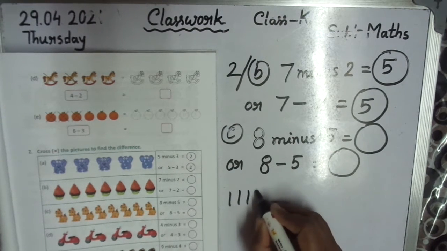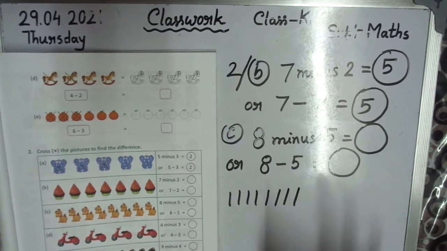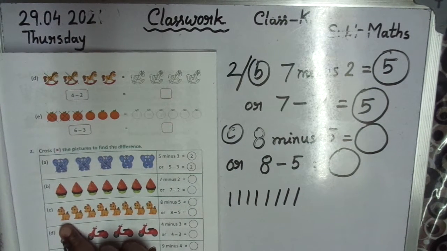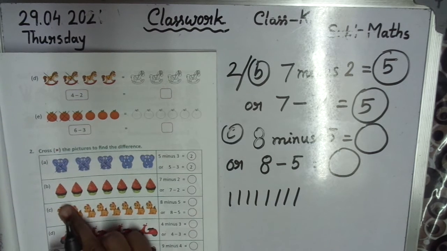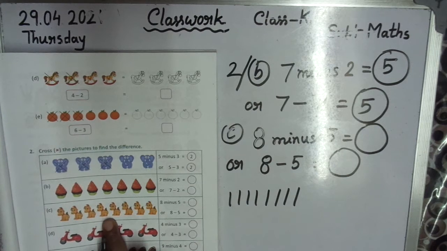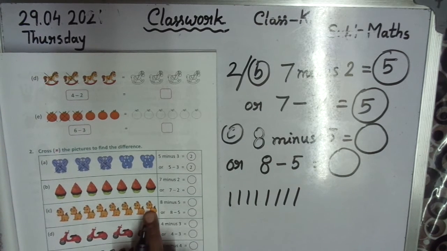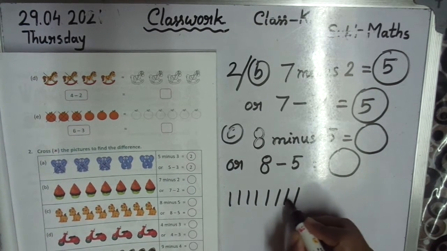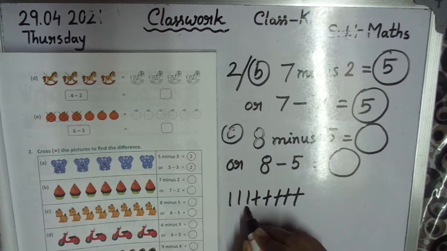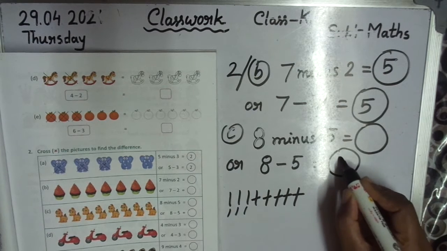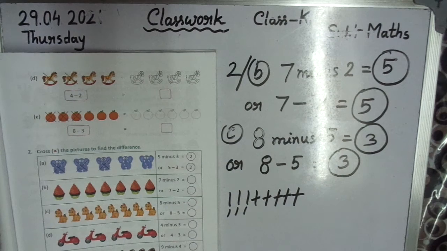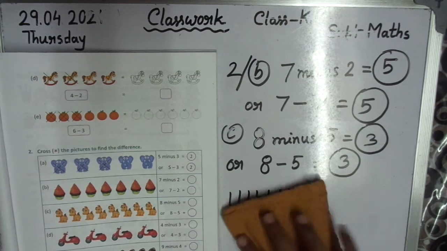1, 2, 3, 4, 5, 6, 7, 8. Okay, I draw the lines. You cut here dogs. 5 dogs you cut: 1, 2, 3, 4, 5. So left 1, 2, 3. I also cut 1, 2, 3, 4, 5. So left 1, 2, 3. So the answer is 3. It's very easy. I hope everyone understood.